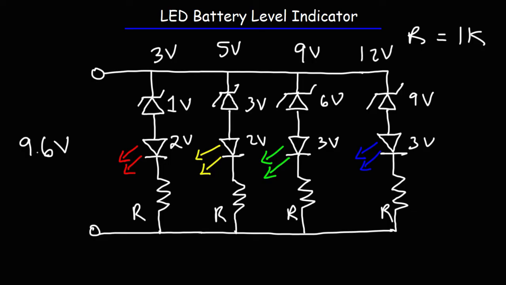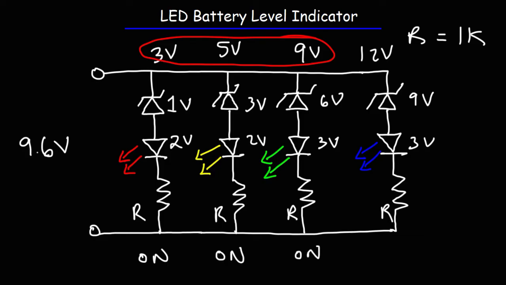So 9.6 volts is greater than these 3 values. Therefore, we could say that the red LED is going to be on, the yellow LED will be on, and the green LED will be on. However, 9.6 volts is less than 12 volts. So therefore, this battery doesn't have the voltage required to power the blue LED. So the last branch will be off. And so that's how this battery level indicator works.